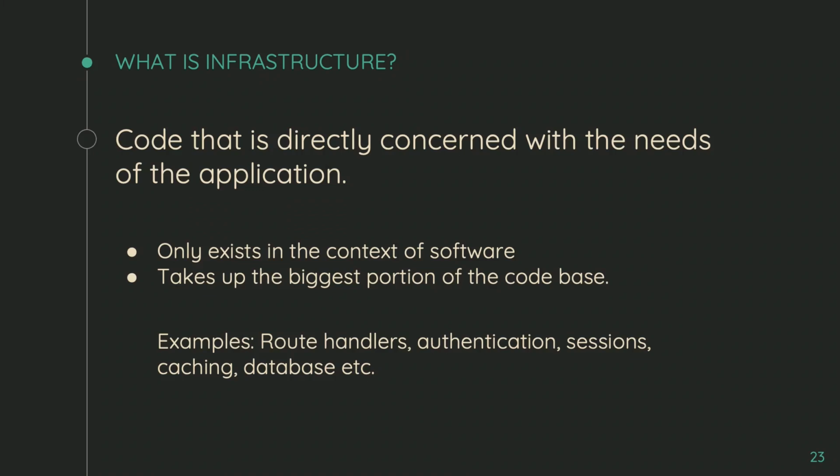Now, when I say infrastructure, I'm really talking about pretty much the code that just deals with the concerns of the software itself. These are a lot of things that are shared across different applications, like your caching layer, authentication, user accounts, routing, rendering, all that kind of stuff. This doesn't exist outside software, and it's often shared for different kinds of software, right? That's your infrastructure code. Also, infrastructure code tends to take up the vast majority of your code base.